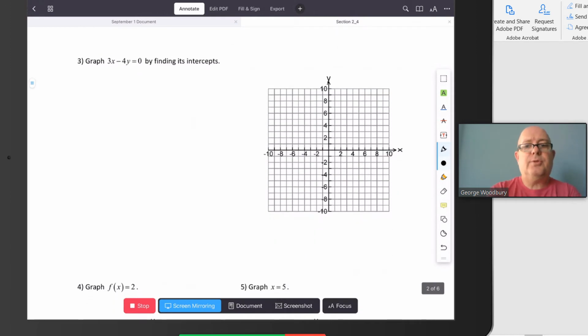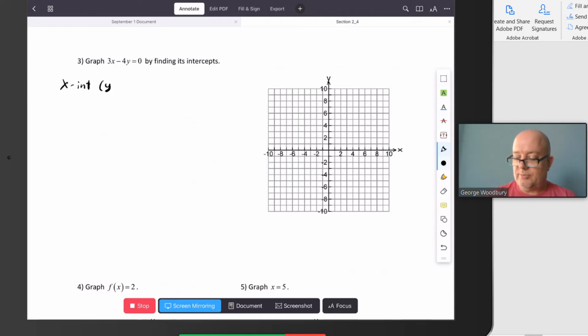This one's a little different, 3x minus 4y equals 0. When it's in the general form, ax plus by equals c, but that number c is 0, we're only going to find one intercept. And that means that we're going to have to come up with another point somehow, and I'll show you how to do that.